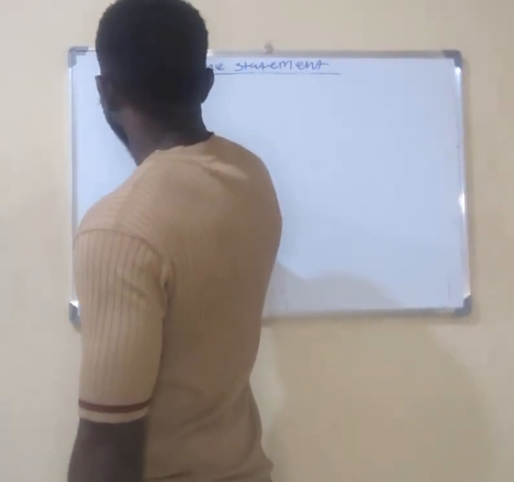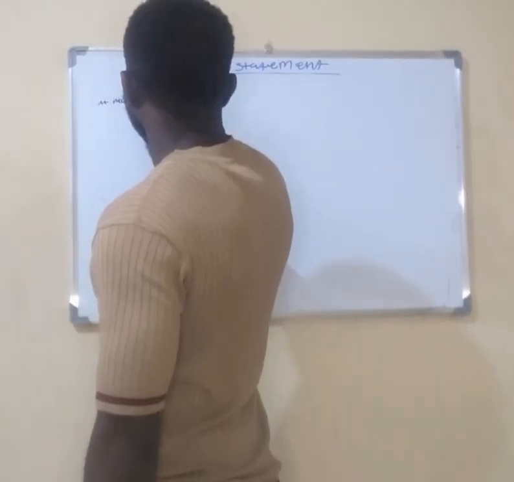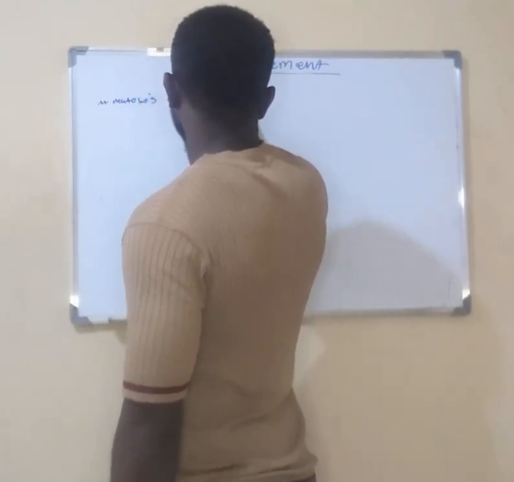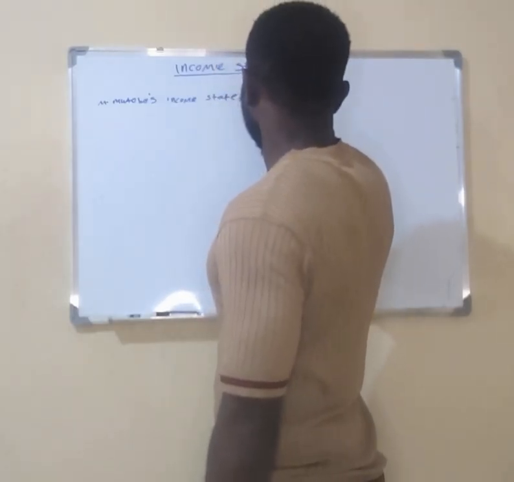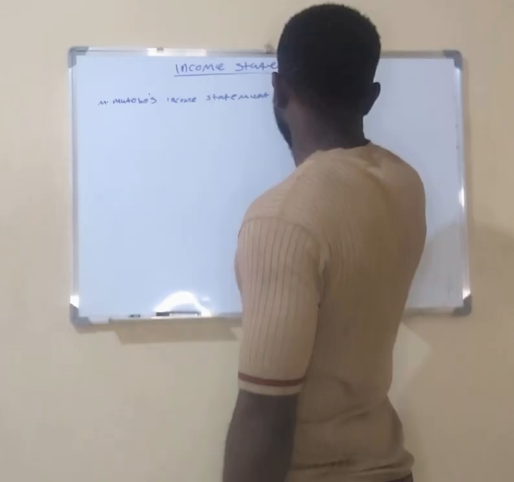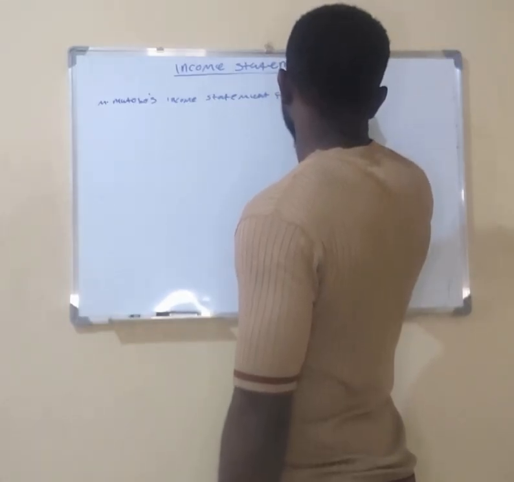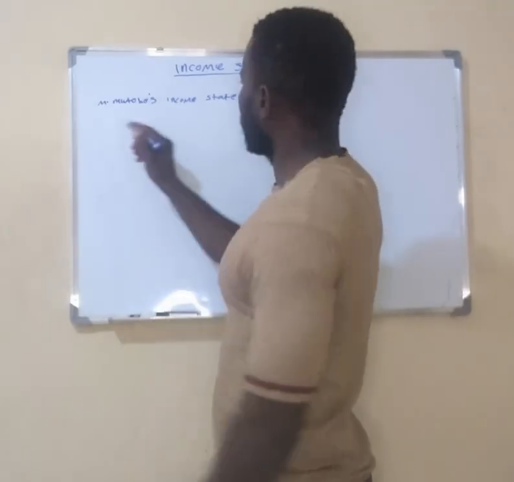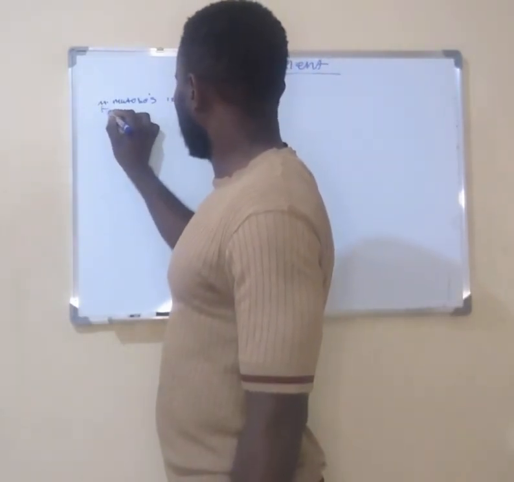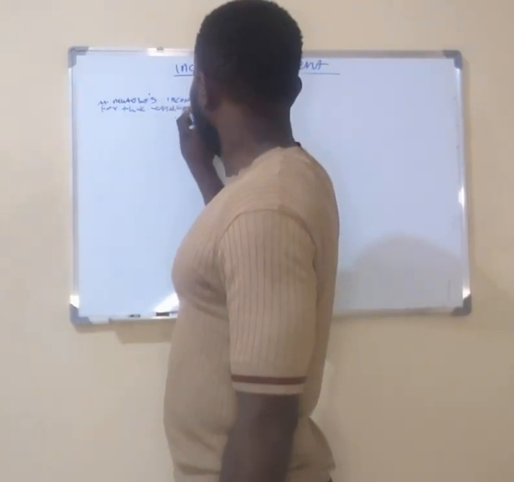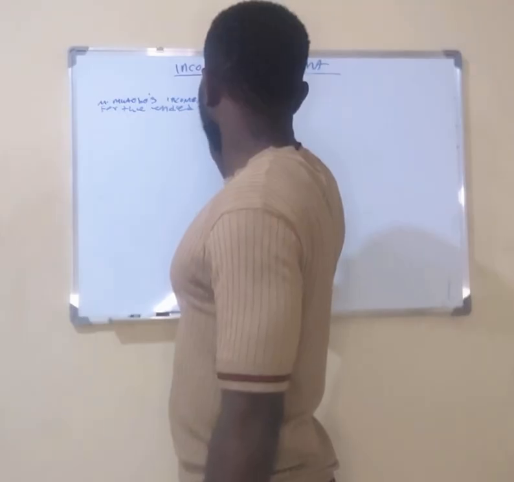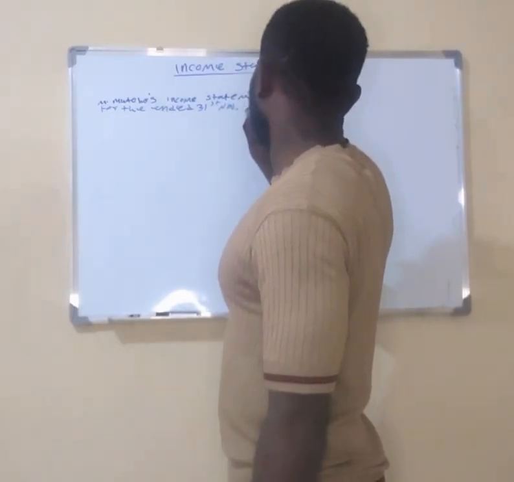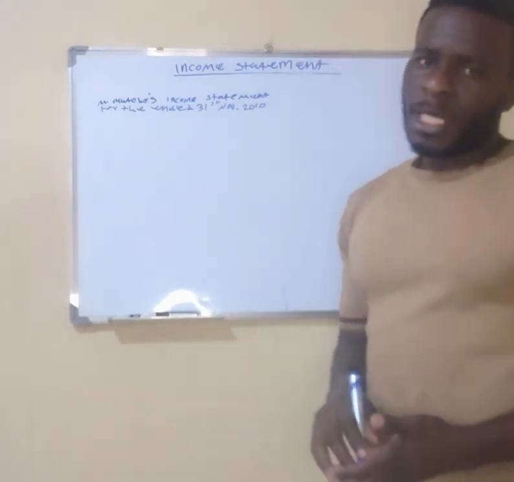So we'll say M Motowo's income statement for the year ended, maybe, okay, since my board is very small, I will trace this space, for the year ended, let's say 31st November 2010.